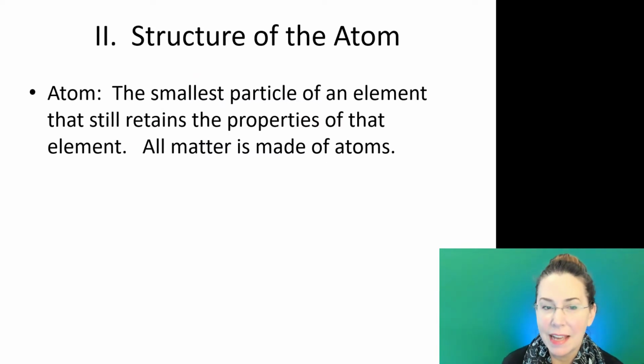So the structure of the atom. First, let's get a definition of an atom. An atom is the smallest particle of an element that still retains the properties of that element. And all matter is made of atoms. If you have a chunk of gold, even if you just have one atom of gold, it still has all the properties of gold, even if we work it down to the smallest possible particle.